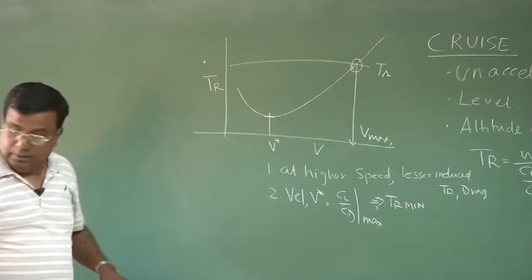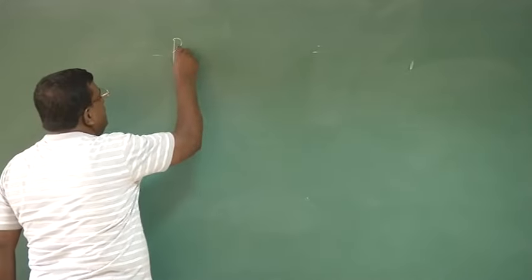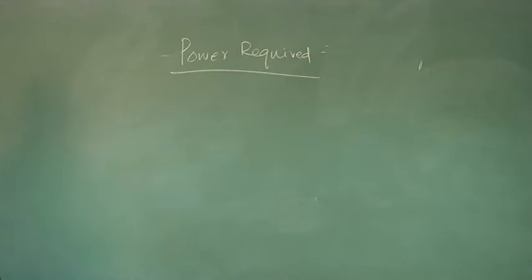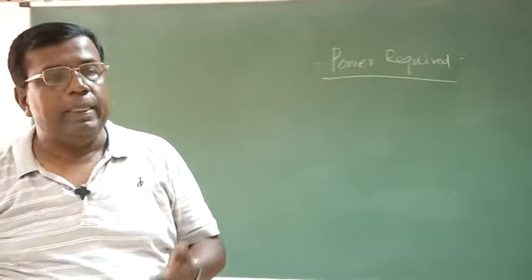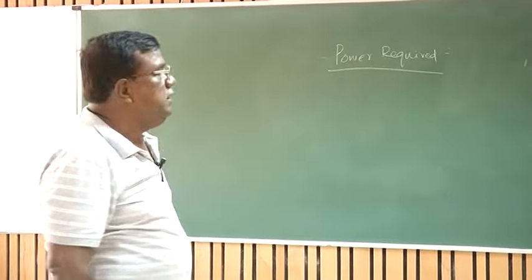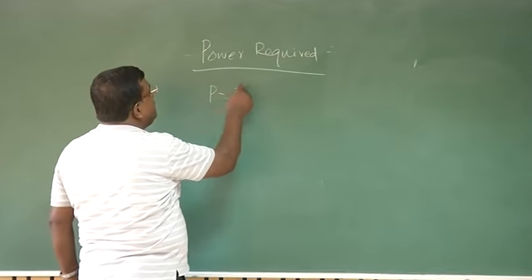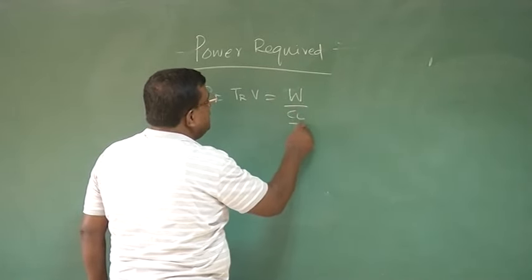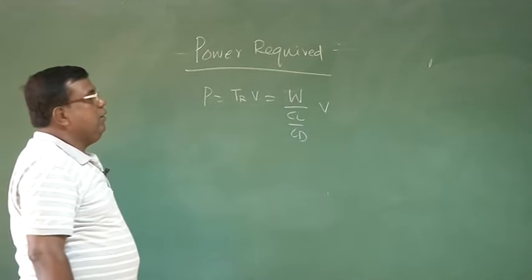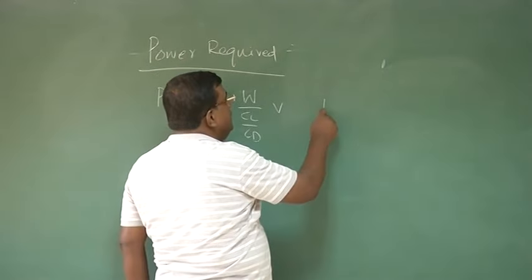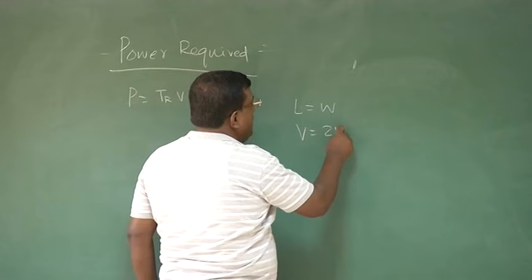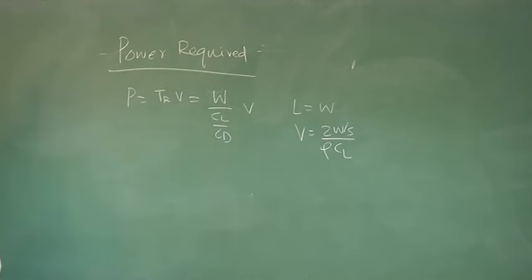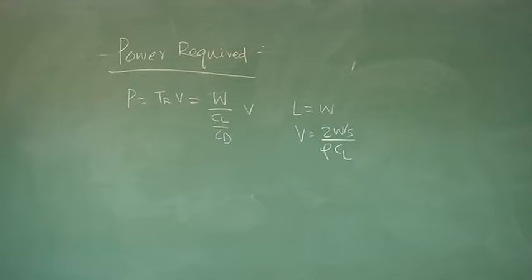After that, we went for power required. It was straightforward for us because this is the power required at a cruise, that means power required at a constant velocity. For that, power required is thrust required into V, and we already know thrust required is W by CL by CD into V. And V I also know because it's a cruise, so lift equals weight, so V is nothing but root of 2 W by S by rho CL. So once I know V and CL by CD, I can find the power required.